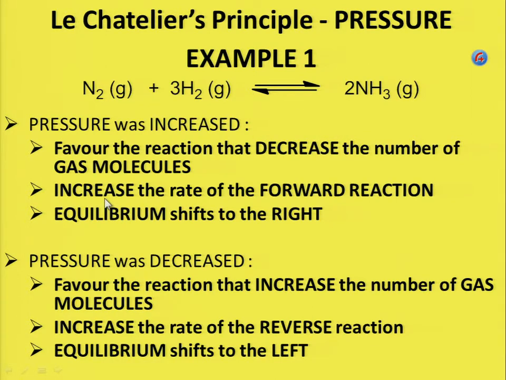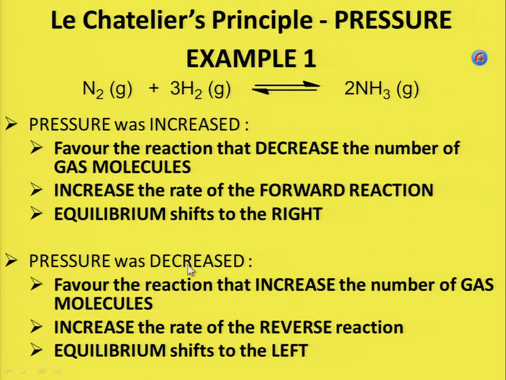So, to increase the rate of the forward reaction would then decrease the pressure, which you want in order to reinstate equilibrium, and therefore the equilibrium will shift to the right hand side, to the side with the lesser amount of gaseous molecules.